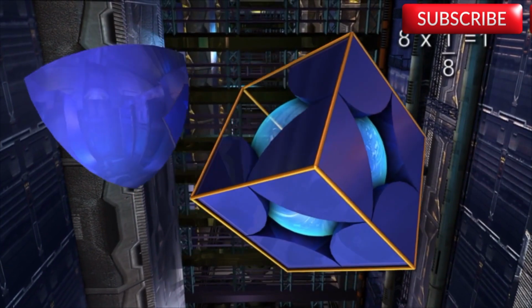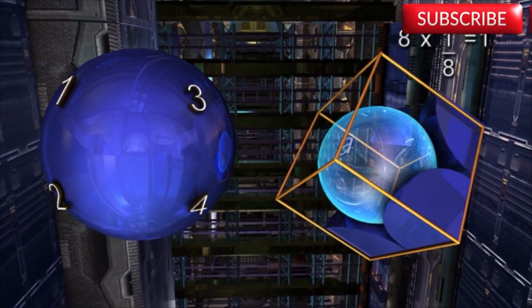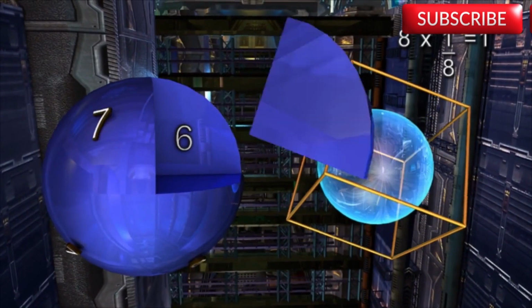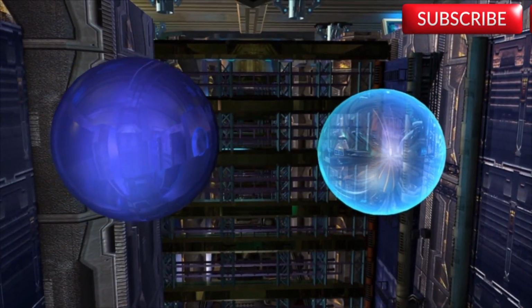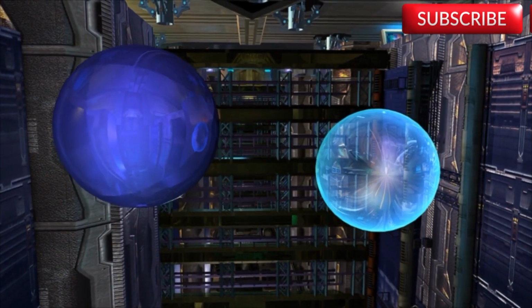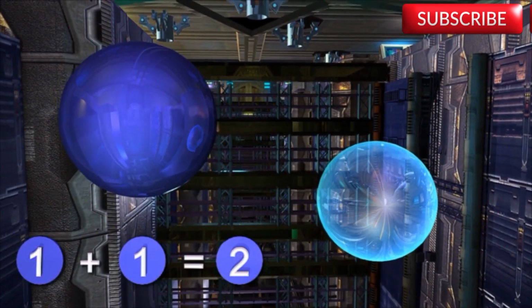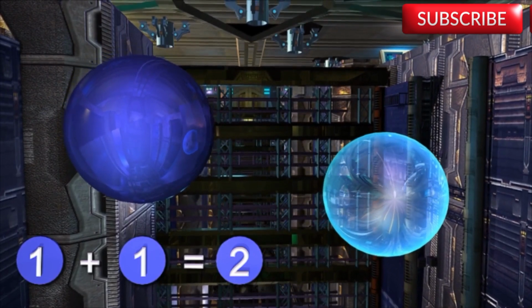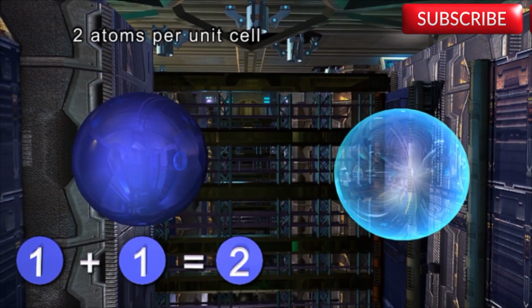Thus, the total number of atoms per unit cell is equal to 8 multiplied by 1/8 for the corner atoms plus 1 present at the body center. Therefore, the total number of atoms in body-centered cubic arrangement is 1 plus 1, that is 2. A body-centered cubic unit cell has 2 atoms per unit cell.